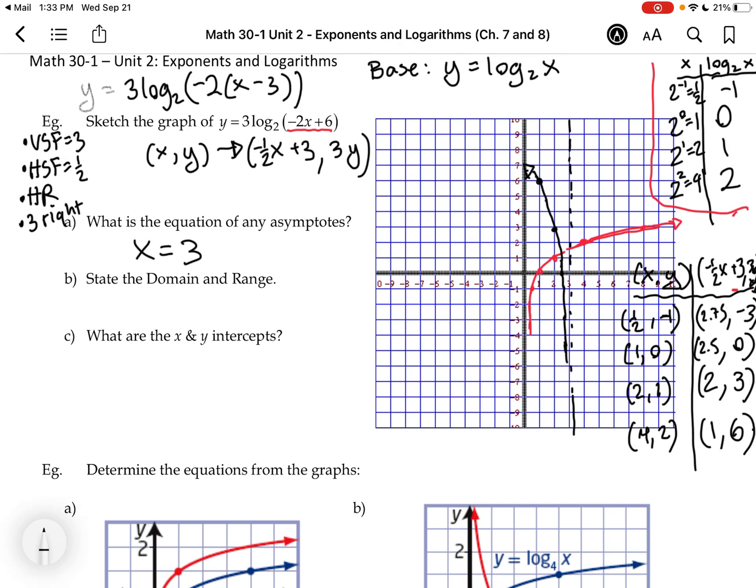Domain and range. So in this case with the domain, because there is a horizontal reflection, the x values are going to be less than 3 instead of greater than 3. So that's our domain. And our range is y is an element of the real numbers. Okay, now the x-intercept we can see. That's at (2.5, 0). So the x-intercept would be 2.5.